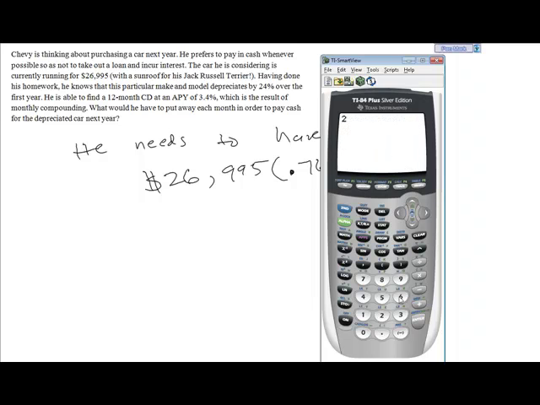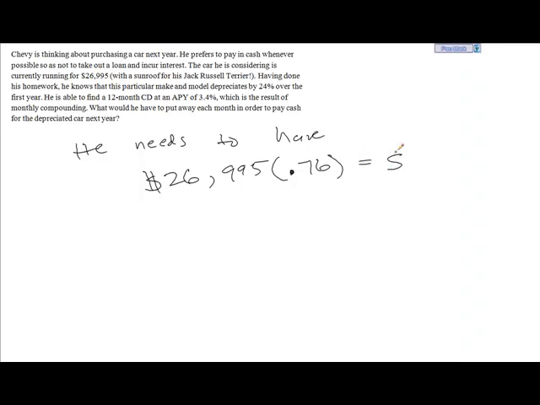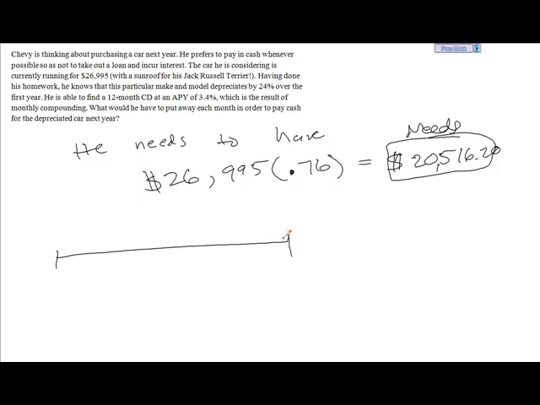So we'll do 26,995 times 0.76. And we find out that that amount has to be $20,516.20. So assuming that this depreciation occurs, this is the amount that he needs. So that means saved up in 1 year, now typically, FYI, CDs don't allow you to put in money on a regular basis, but we're kind of making a stretch here saying it's a 12-month CD, hey, go ahead and add money as you please, and then it'll still expire in 12 months.